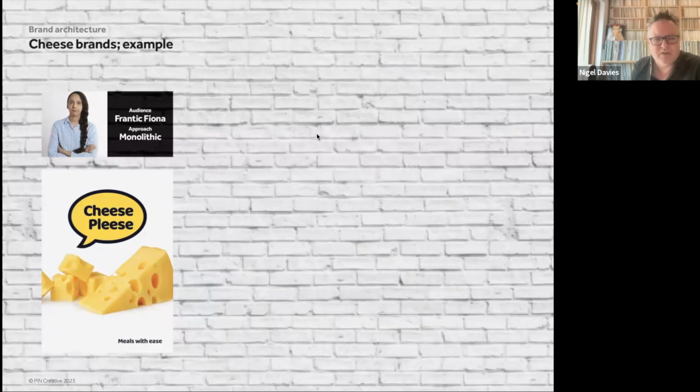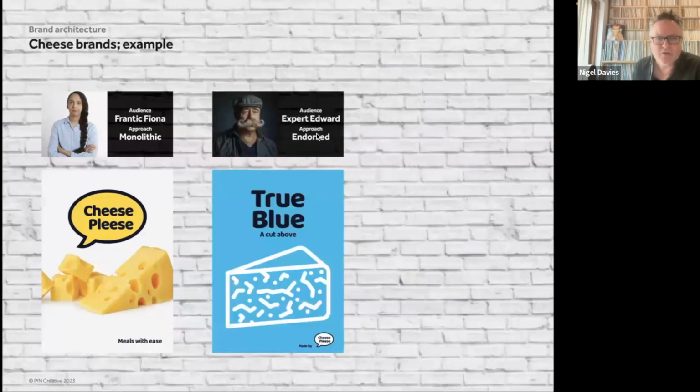But if I wanted to target Expert Edward within my Cheese Please brand, I could do that in an endorsed way. Think of a new product name using the same fonts, but using different colors. And you see now that True Blue, a cut above, is the sort of thing that I think is going to be suitable for Expert Edward, but I want to encourage him to buy my cheese, but I'm not doing it under the Cheese Please brand. I'm just saying made by Cheese Please. He's going to focus on the top message.